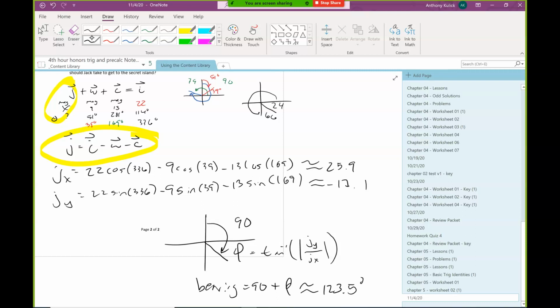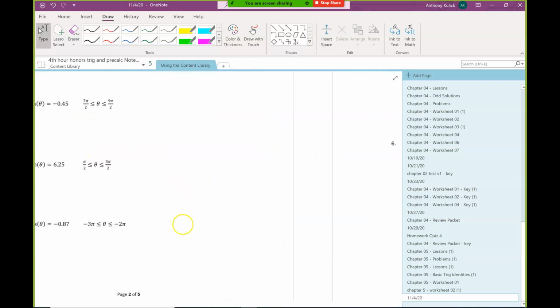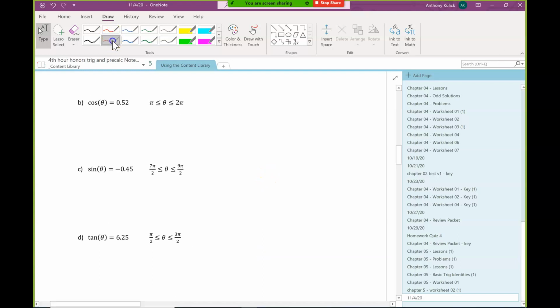So for the first one, going back to the homework quiz, when it's between 7 pi over 2 and 9 pi over 2, how do you know you have to add cosine? You know what I'm saying? So you're talking about that. Okay. So I see sine is negative. Sine is negative in quadrants 3 and quadrant 4. You good with that? And then this is 7 pi over 2 to 9 pi over 2.